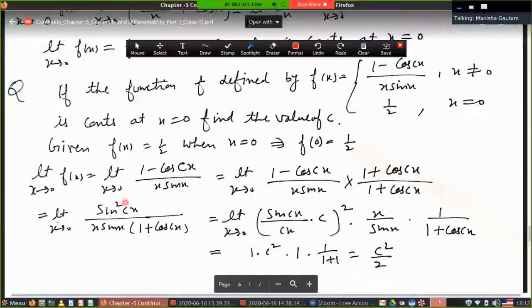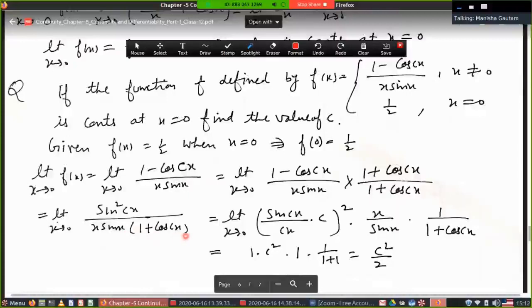Whenever the function is of 0 by 0 form, as you have studied, you have to simplify the question first, then put the limit. 1 minus cos cx, rationalize the numerator, you will get 1 plus cos cx upon 1 plus cos cx, and apply the formula (a plus b)(a minus b) in the numerator. You are getting a square minus b square. That will be sin square cx upon x sin x into 1 plus cos cx.